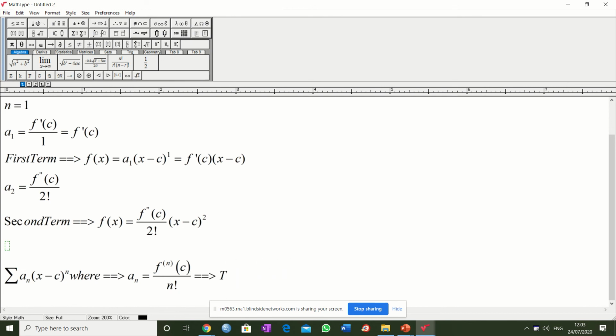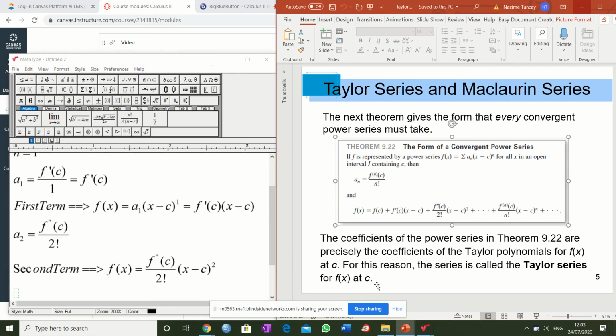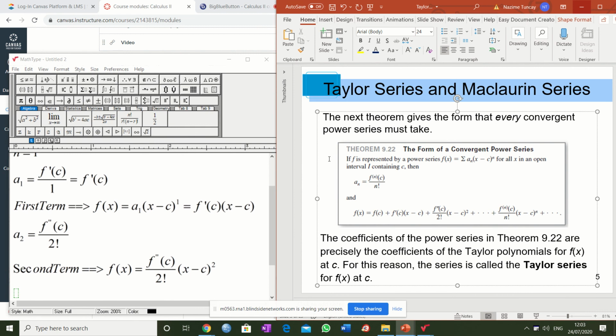Power series and Taylor series. Yes, and let us pass to the other slide.